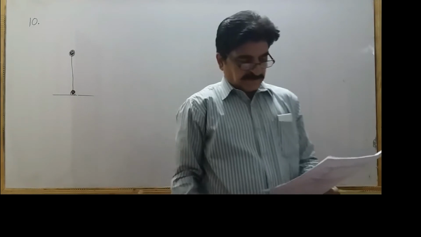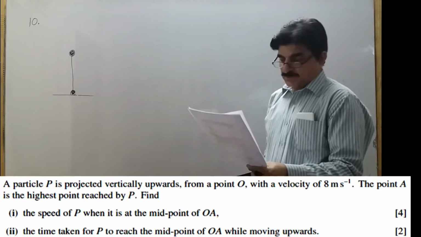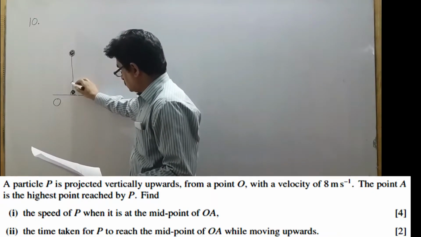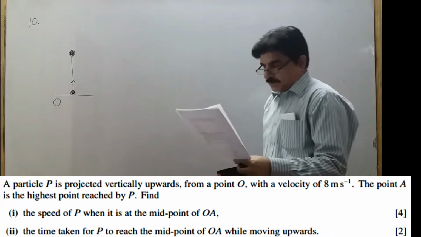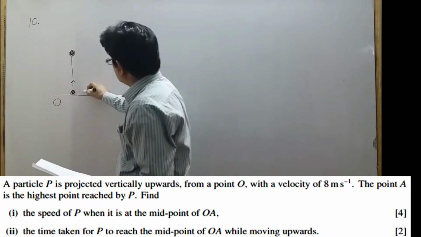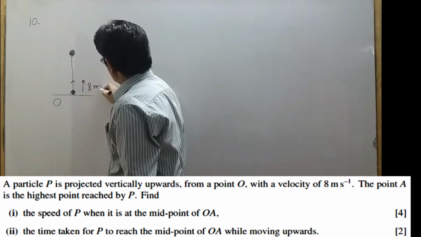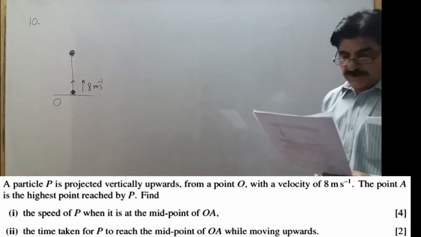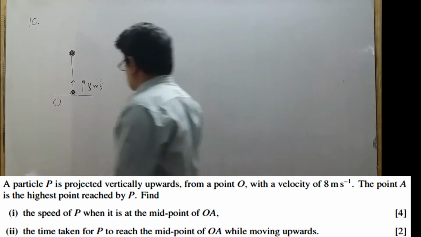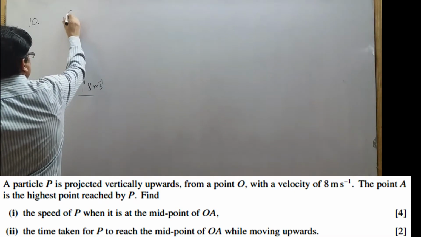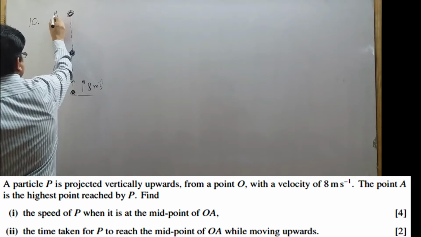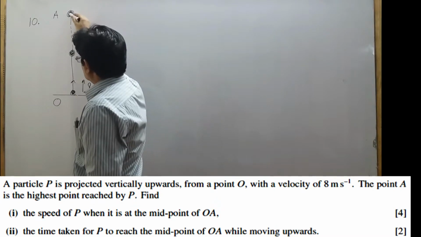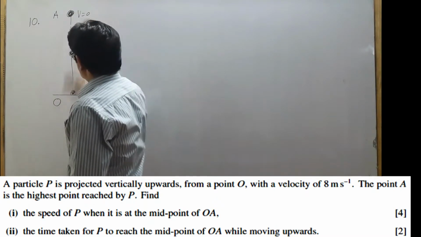Okay, question number 10. A particle P is projected vertically upwards from a point O. This point is O. With an initial velocity of 8 meter per second. This is the initial velocity. Read the question. The point A is the highest point reached by P. Suppose this is the highest point, point A. At the highest point, v will be 0.